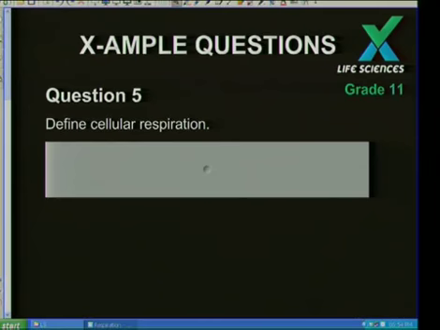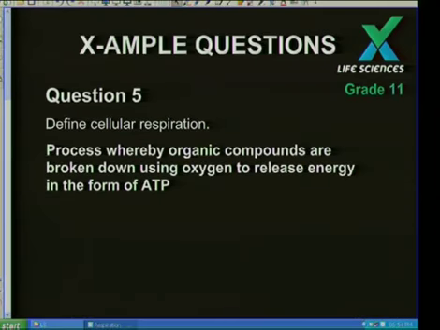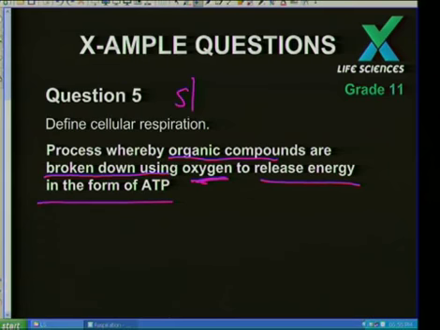Now, we're going back in our work. Define cellular respiration. A straightforward process whereby organic compounds are broken down using oxygen to release energy in the form of ATP. And remember, cellular respiration is a step-by-step process. It doesn't happen in one bang. It's step-by-step, and the energy is released in stages.